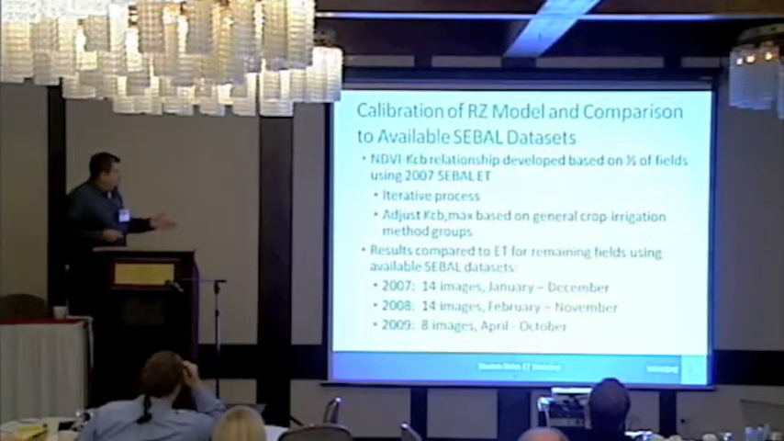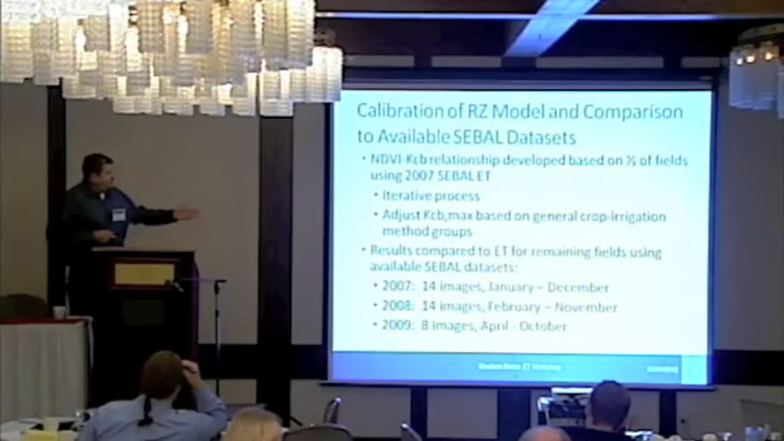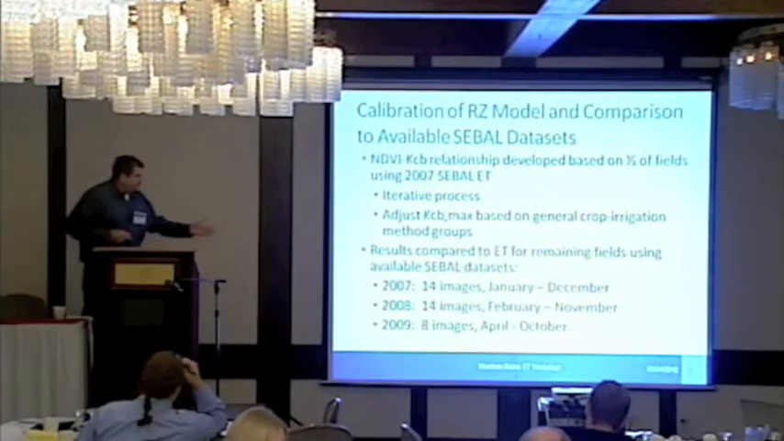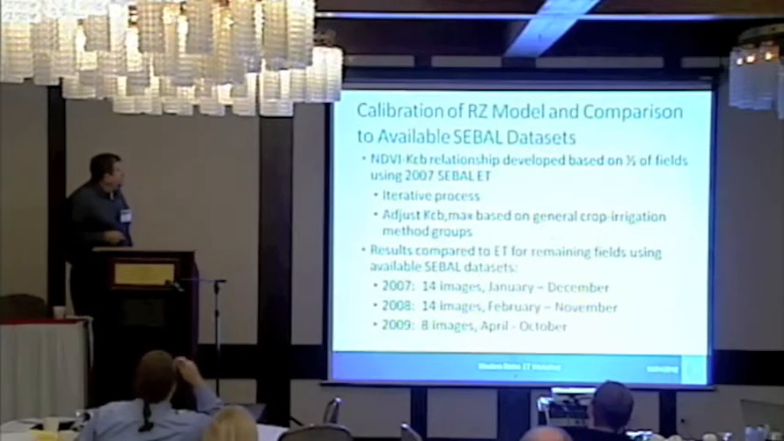Then we took the remaining fields and compared those to the SEBAL ET from 3 data sets that were available: 2007, 2008, and 2009. In 2007, we had 14 images spanning the period from January to December. In 2008, we had 14 images spanning the period from February to November. In 2009, we had 8 images spanning the period from April to October.